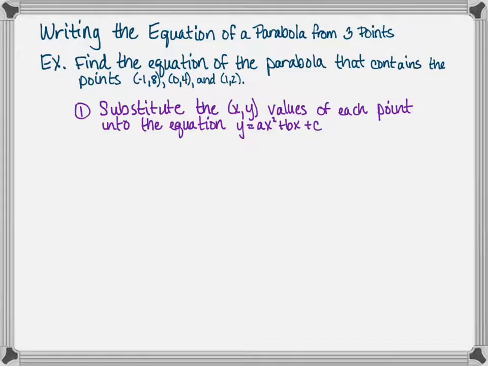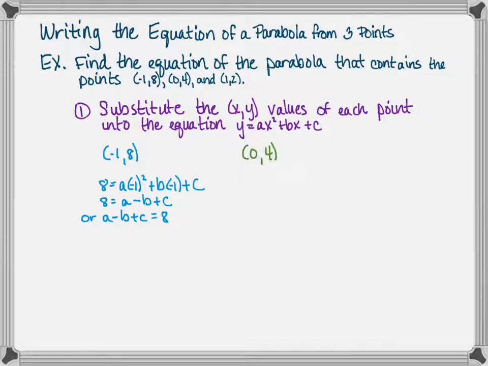First, we'll substitute the x, y values of each point into the equation y equals ax squared plus bx plus c, which is the standard form of a quadratic function. So first, for (-1, 8), we get 8, which is our y value, equals a times -1 squared plus b times -1 plus c, or 8 equals a minus b plus c. Or if we switch it around so our variables are on the left, we have a minus b plus c equals 8. Let's look at our second point, (0, 4).